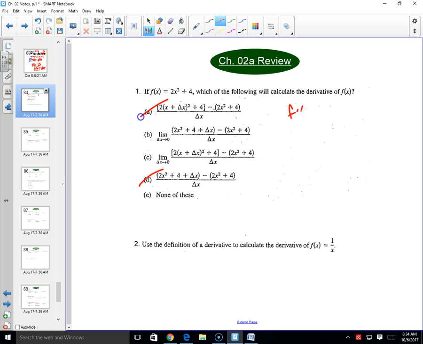Because what's f prime of x's limit definition? The limit as h or delta x approaches 0 of f of x plus delta x minus f of x over delta x. This needed to go in there, right? Which one shows that? C. Got it.